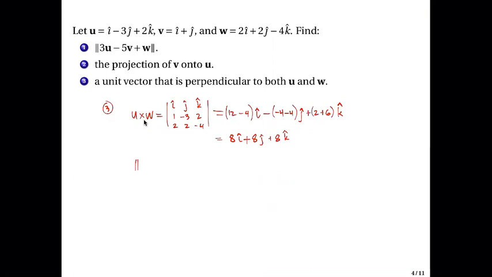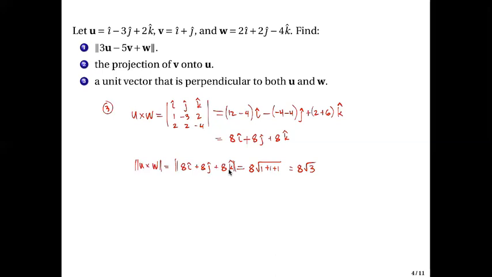we can get the magnitude of u cross w. So this is just the magnitude of 8 i hat plus 8 j hat plus 8 k hat. So this is equal to 8. You can factor out 8. Then you get the magnitude of i hat plus j hat plus k hat. That's just the square root of 1 plus 1 plus 1. So this is 8 square root of 3.